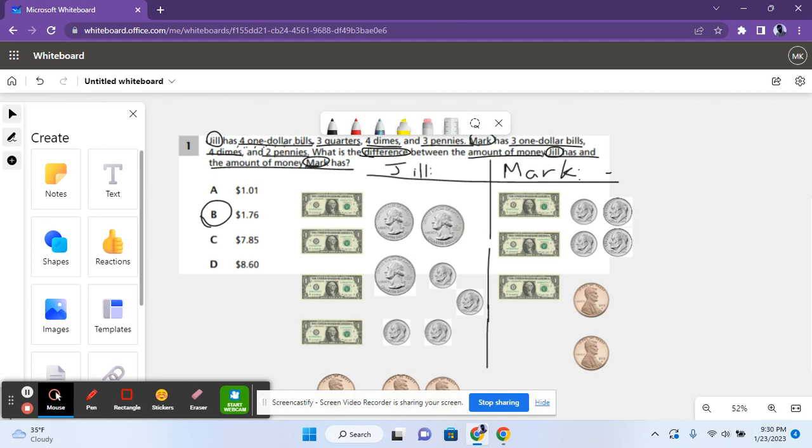So Jill, she has one, two, three, four dollars, and now counting the quarters, $4.25, $4.50, and $4.75. Now counting the dimes, $4.85, $4.95, $5.05, and $5.15. And now counting the pennies, $5.16, $5.17, and $5.18. So Jill has $5.18.